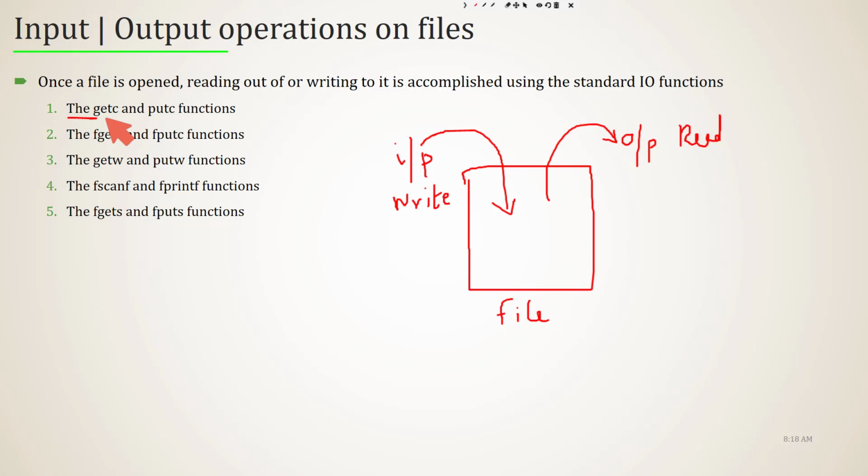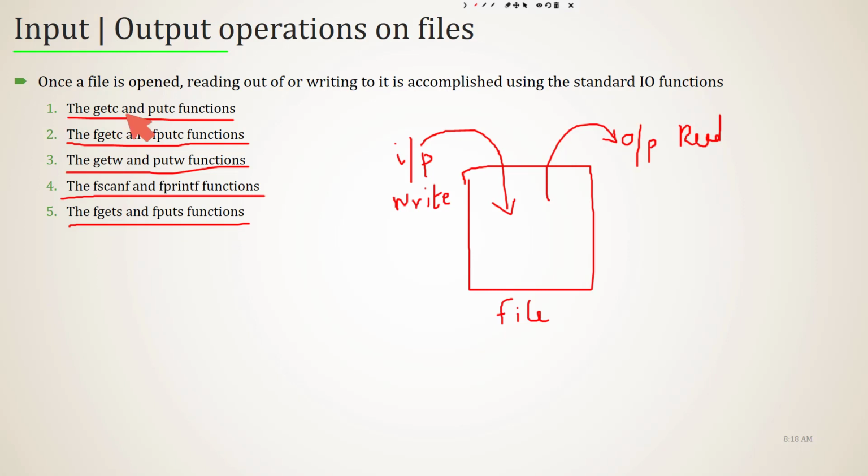First one is the getC and putC function. Next we are going to study the fgetc and fputc functions. Then getW and putW functions. Then fscanf and fprintf functions. Then fgets and fputs functions. So these 5 sets of functions we have to study. All these 5 have different purposes, and once we complete all these, we know how to read data out of the file and write data to the file.